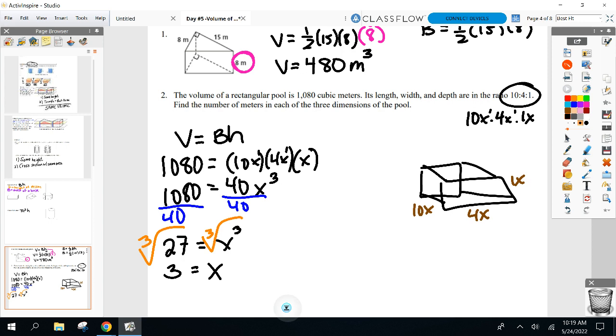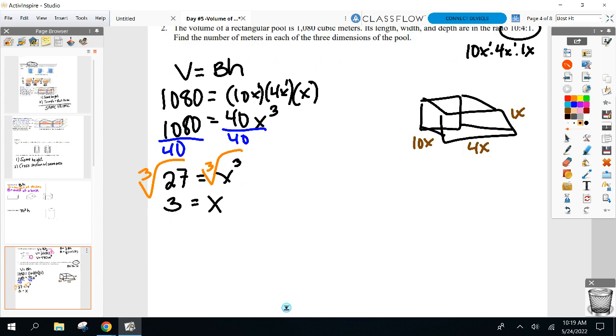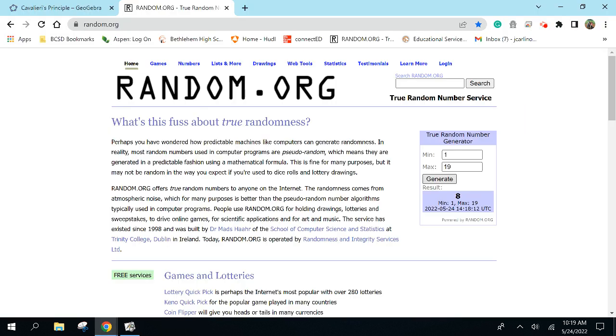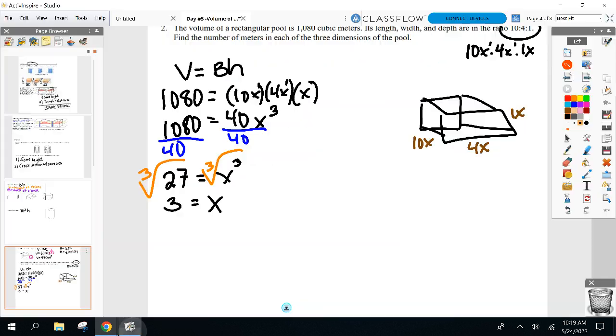Find the dimensions of the pool now. If x is 3, what about its length, width, and height here? Let's roll. 3, talk to me here when you're ready. Length, width, and height. 3 meters, right? Meters.